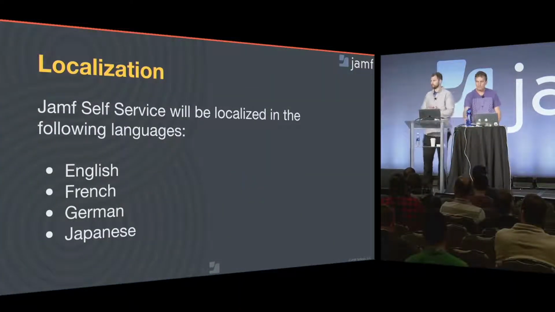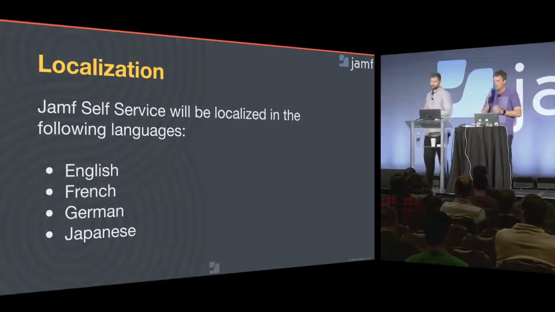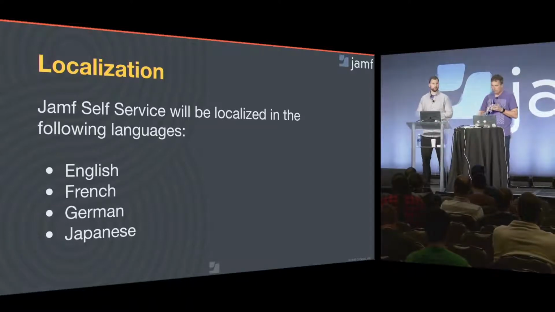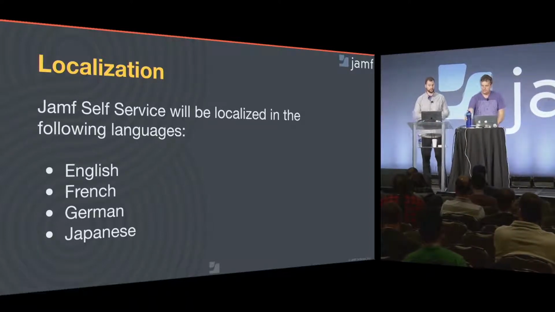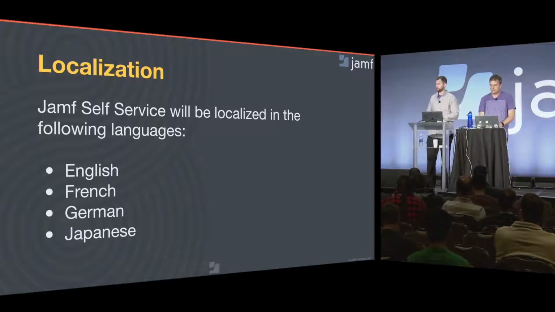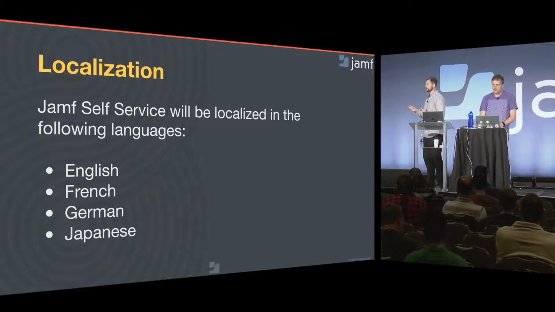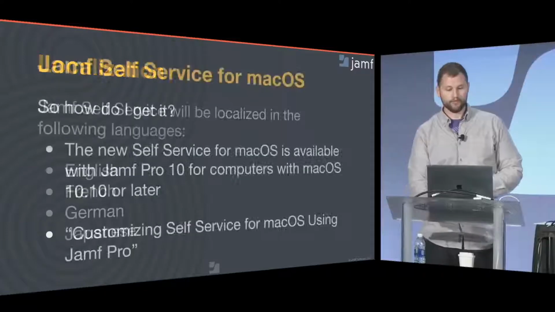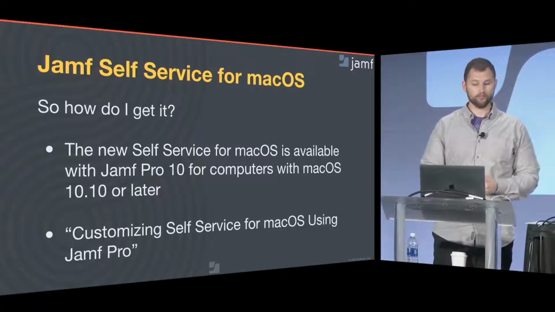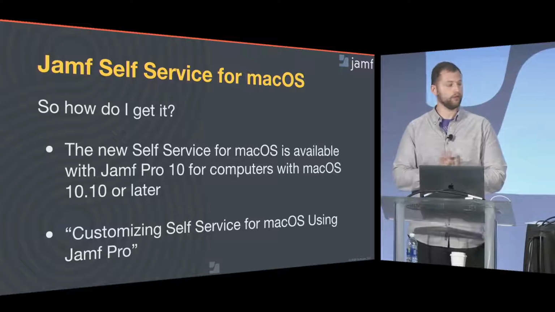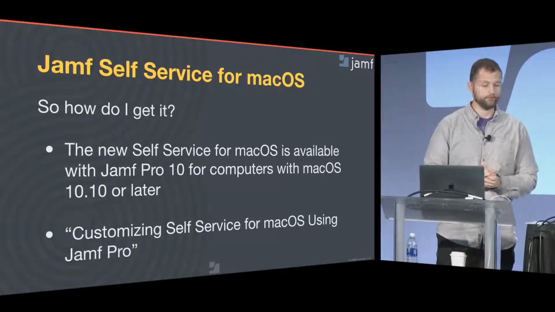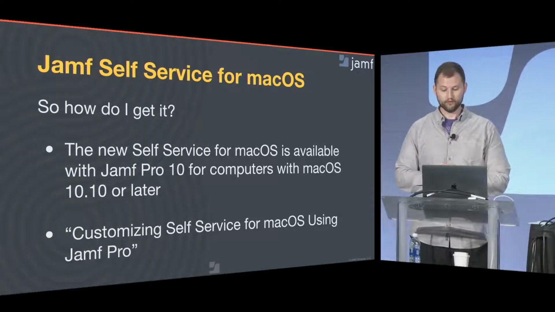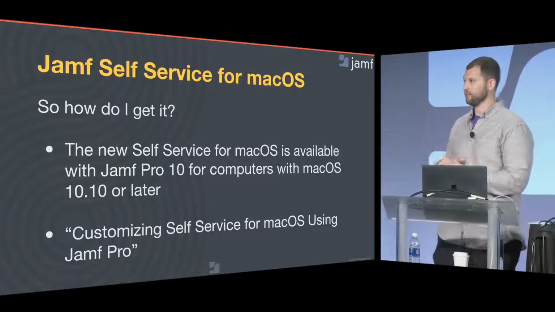Awesome. A few extra things we want to talk about. One is localization. With the new self-service app, it will be localized in these 4 languages: English, French, German, and Japanese. And this will be for all the hard-coded text in the app itself. Also, if you haven't guessed it yet, but you want to know how to get the new self-service, it is available with the upgrade to Jamf Pro, which will be available next Tuesday for all computers or Macs running 10.10 or above.